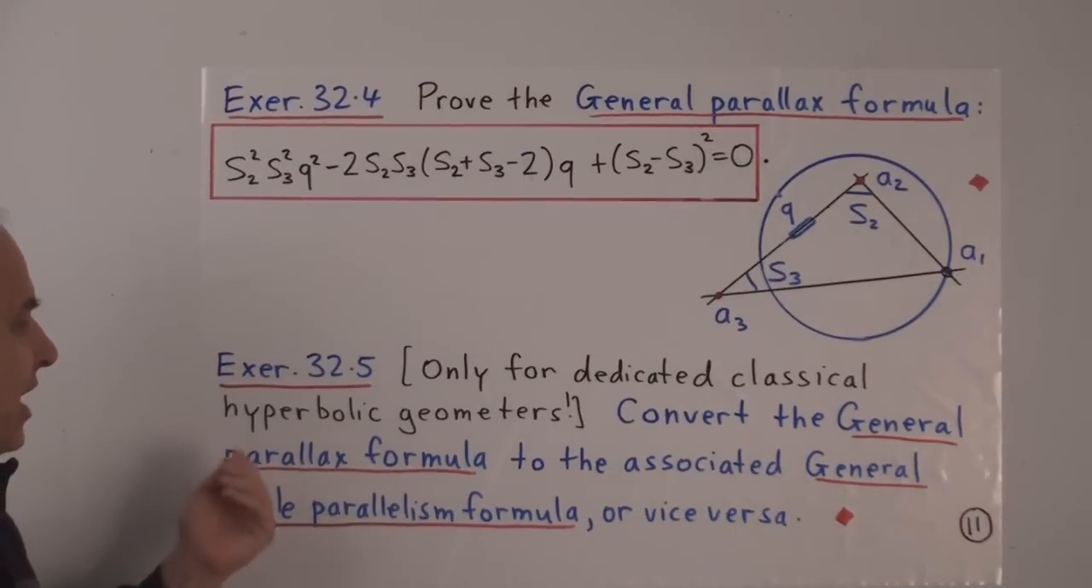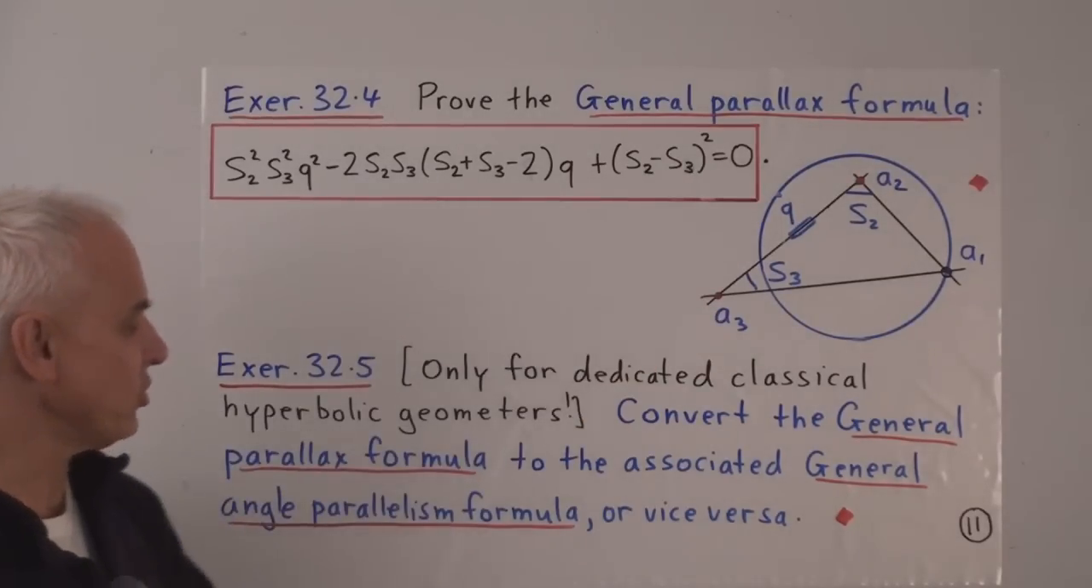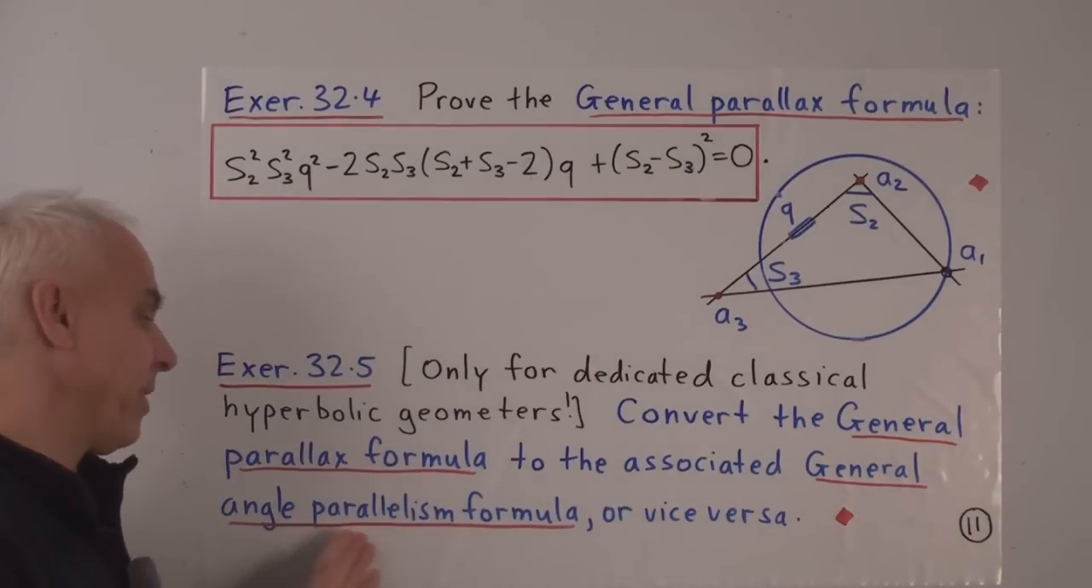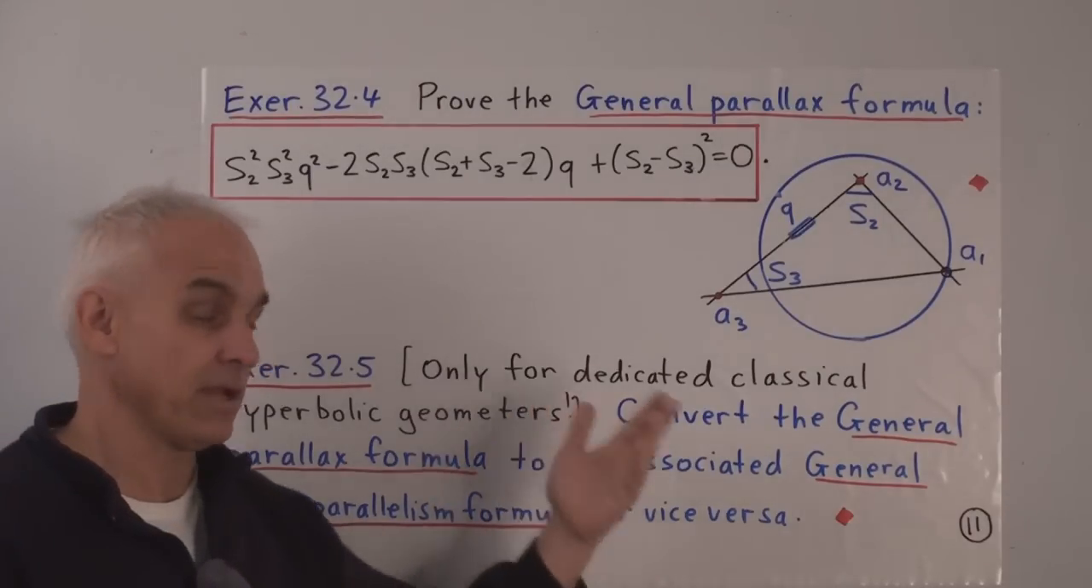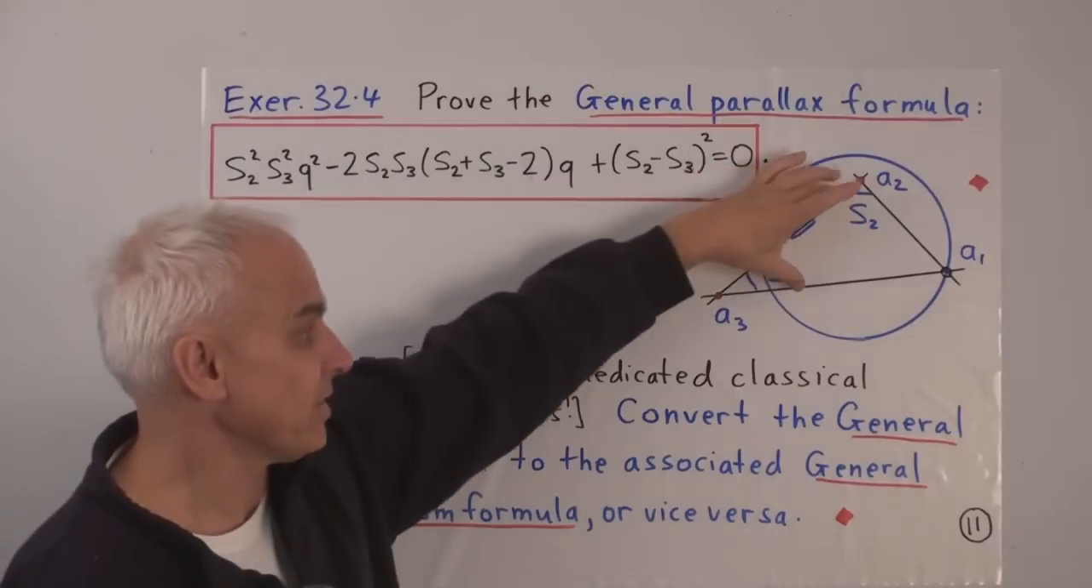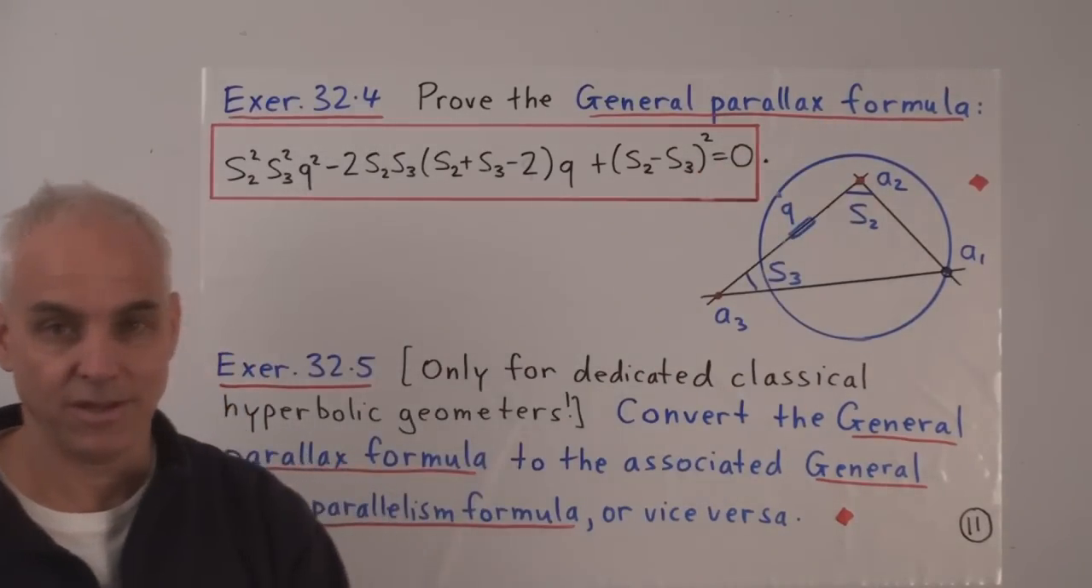And now an exercise for dedicated classical hyperbolic geometers. You might want to think about this general parallax formula and ask yourself, well, what's the associated general angle of parallelism formula in the classical hyperbolic geometry when we restrict ourselves to points which are inside the interior?